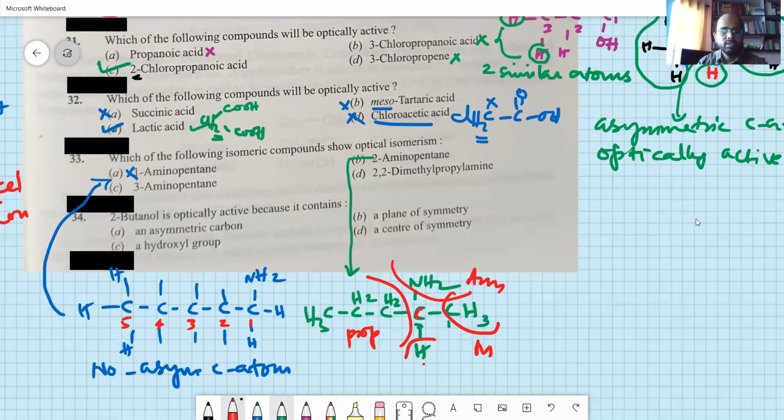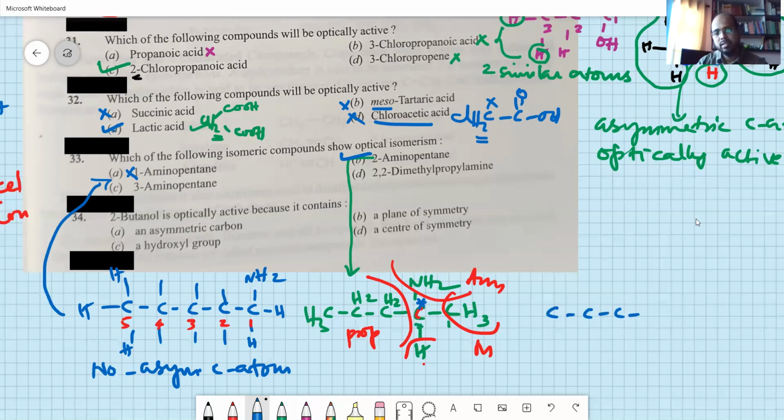Okay. Therefore, this compound is asymmetric and optically active, and therefore this is the right answer. And that will have optical activity because of that. For 3-aminopentane, if you go 3-aminopentane, you just write it again.